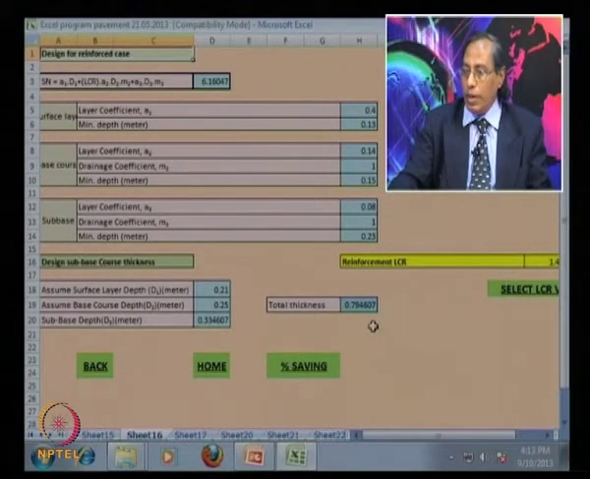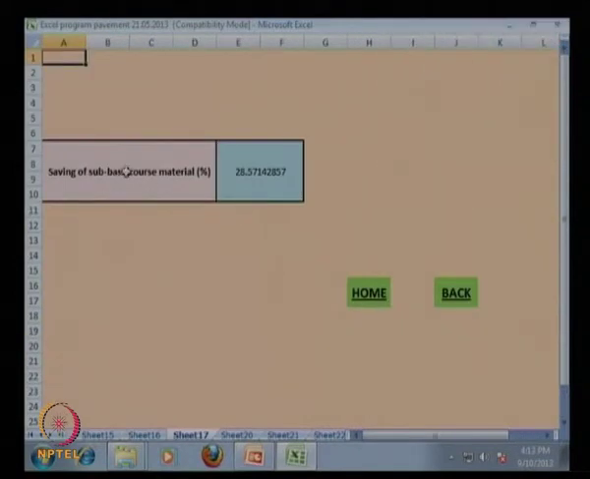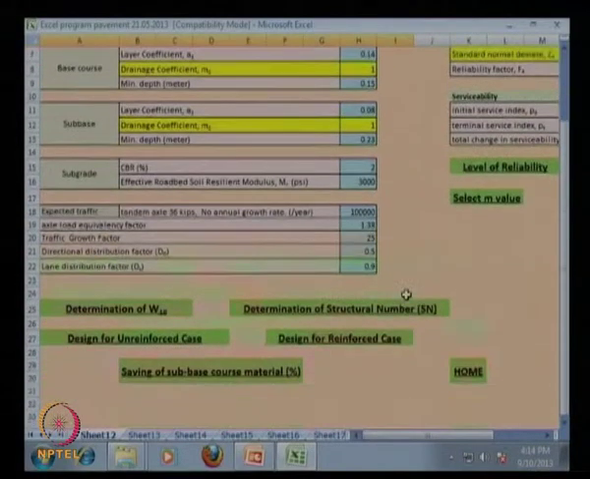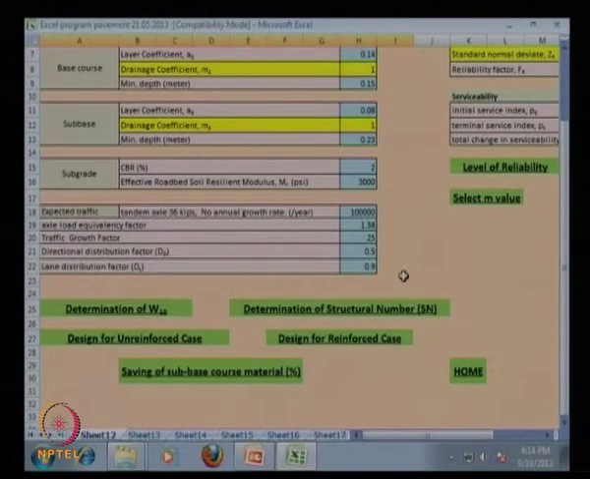So here the surface course D1 is equal to 0.21, base course D2 is equal to 0.25 and sub base course D3 is equal to 0.33 meter. So total thickness is 0.79 meter. Then you can see what will be the percentage of saving. So saving in the sub base course is about 28.57%. So without and with geosynthetic material, you have obtained how you are saving this thickness of the pavement.